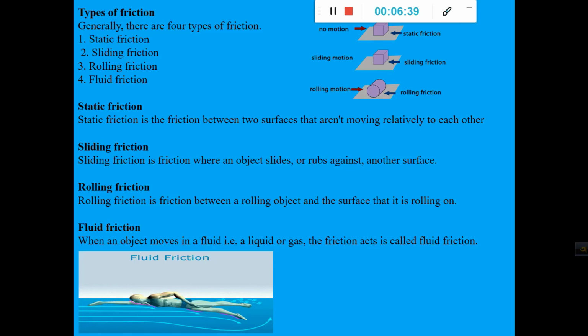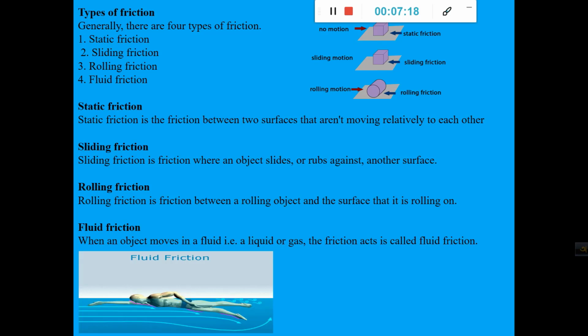Now, types of frictional force. Generally, there are four types of friction: static friction, sliding friction, rolling friction and fluid friction. Look at the diagram here. Static friction is the friction between two surfaces that are not moving relative to each other. Sliding friction is the friction where an object slides or rubs against another surface. Rolling friction is the friction between a rolling object and a surface.